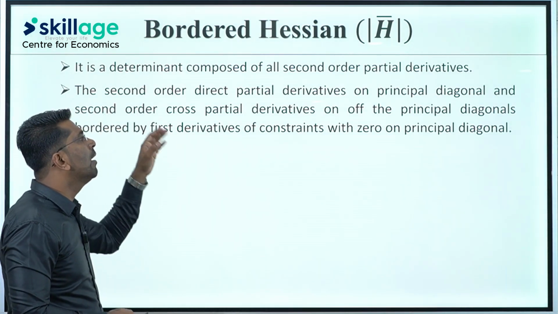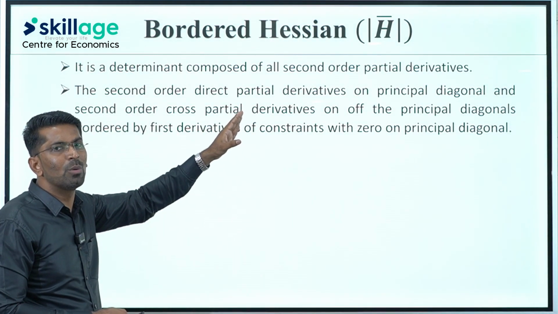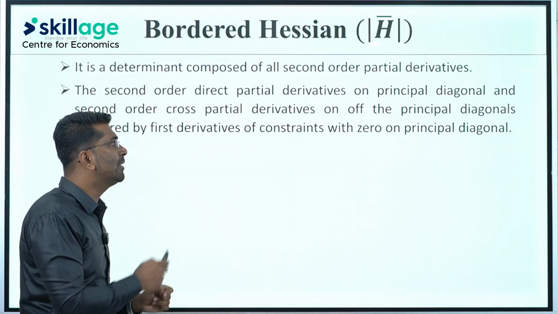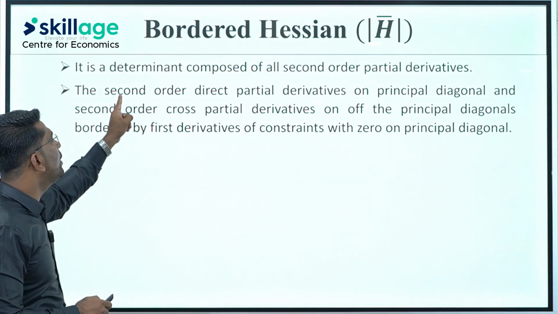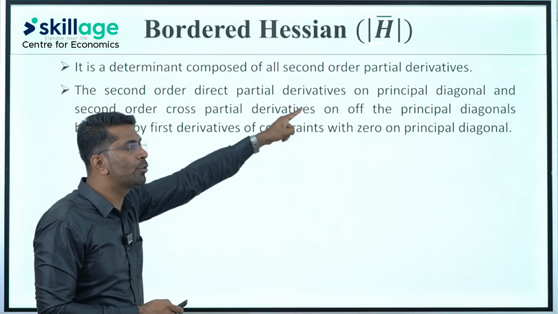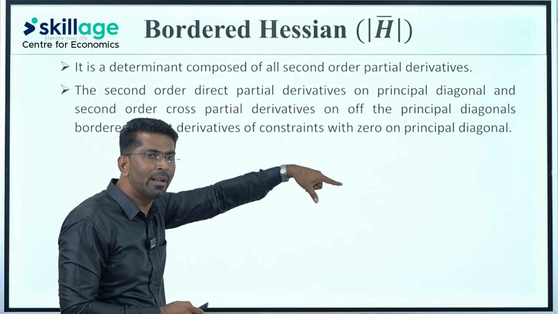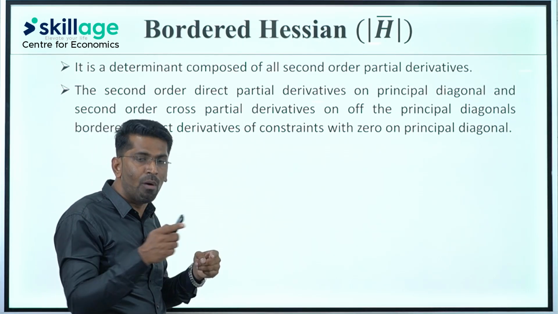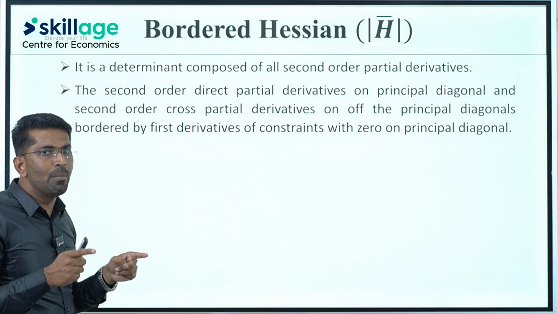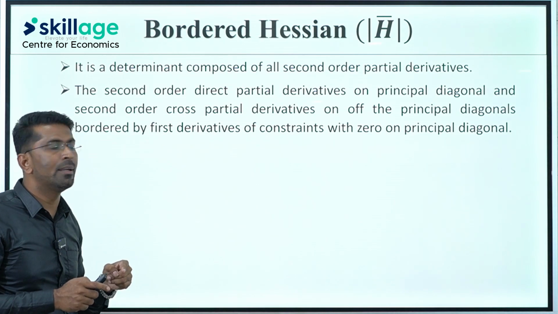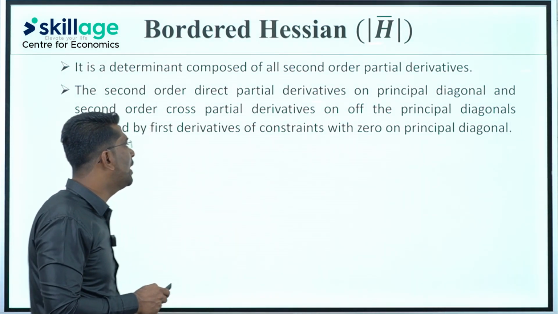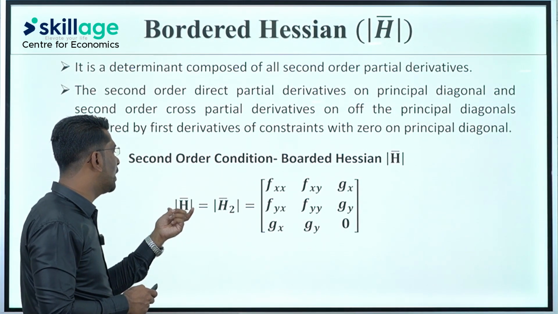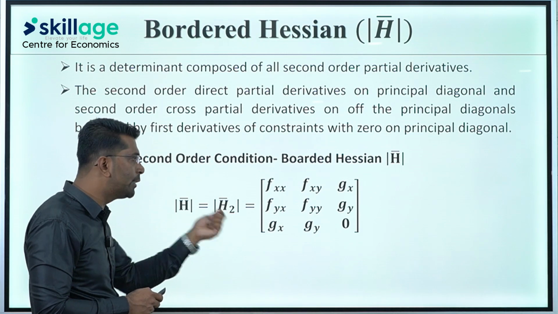This is the condition. In this theoretical version it may be very difficult to understand, but if you go for forming it with a matrix, it will be very easy. See here, what we are saying is that we take the second order direct partial derivatives on the principal diagonal and the second order cross partial derivatives off the principal diagonal, bordered by the first order derivatives of the constraint. So here I am writing the second order condition, that is the bordered Hessian, which I am denoting as H2.